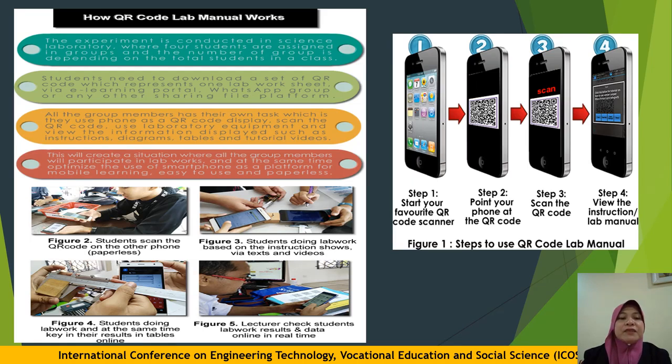We can see in the figure, students scan the QR code and the other members in the group do lab work based on the instructions shown, and the other members do the experiment by measuring using a vernier caliper, then checked in real time by a lecturer, so that the lecturer can recognize which students have problems regarding the laboratory implementation, so the lecturer can go to the students or the group to help them.